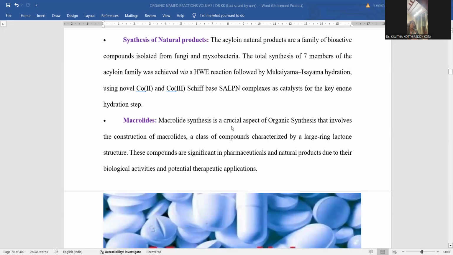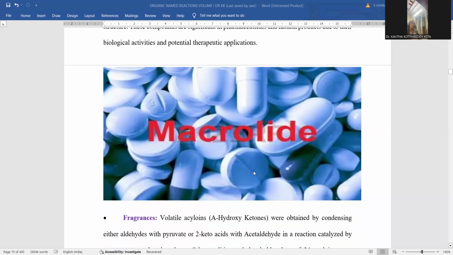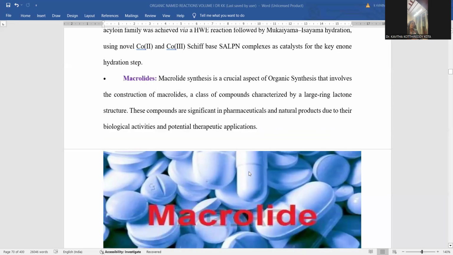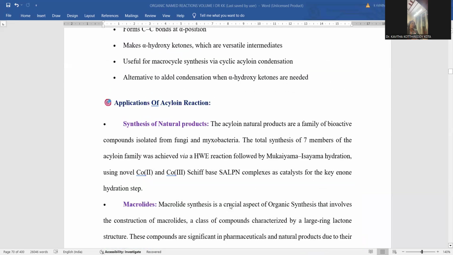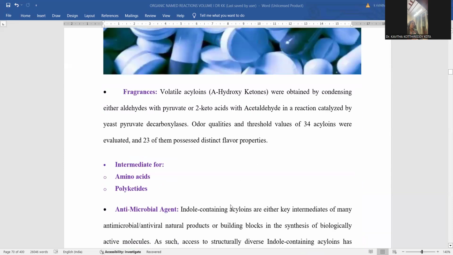Macrolides. Macrolide synthesis, a crucial aspect of organic synthesis, involves the construction of macrolides, a class of compounds characterized by large ring lactone structure. These compounds are significant in pharmaceuticals and natural products due to their biological activities and potential therapeutic applications. Macrolide synthesis is also taken by this acyloin reaction, right?